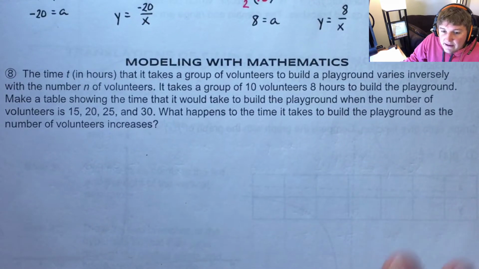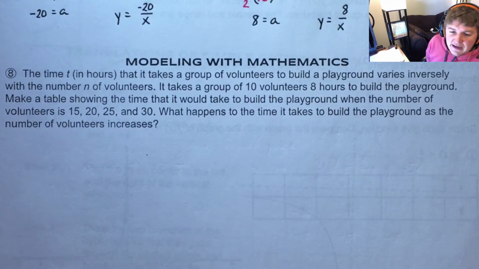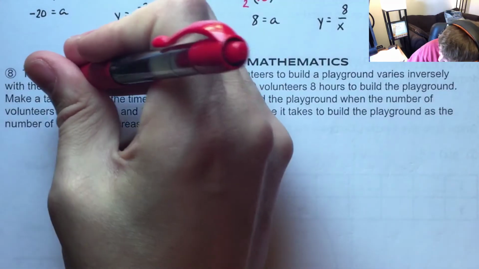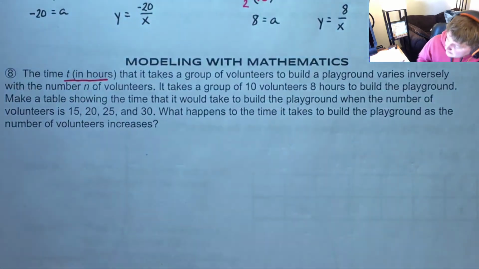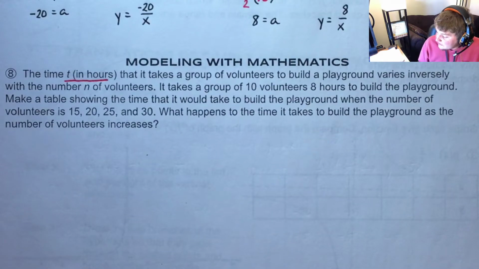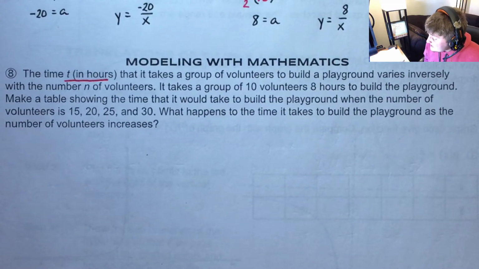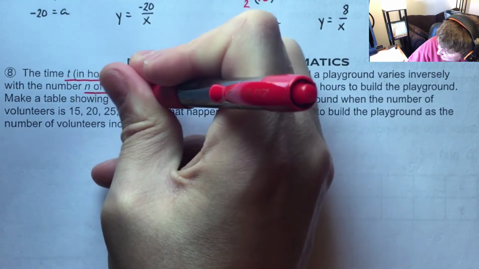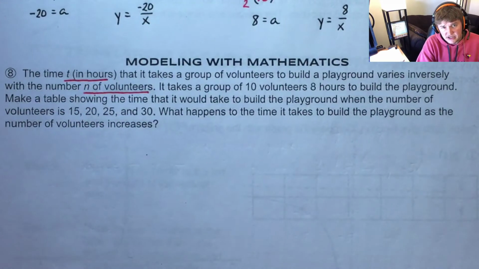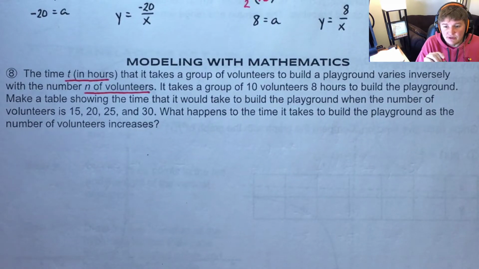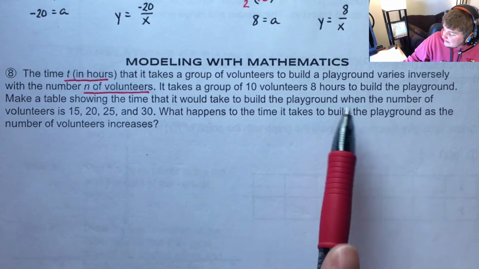Okay. Modeling with mathematics. So number 8, the time t in hours. So that's pretty important. We know that t is representing hours. That it takes a group of volunteers to build a playground varies inversely with the number n of volunteers. Okay, so now I have my variables. I know that t is going to be my time, specifically in hours, and n is going to be my number of volunteers.